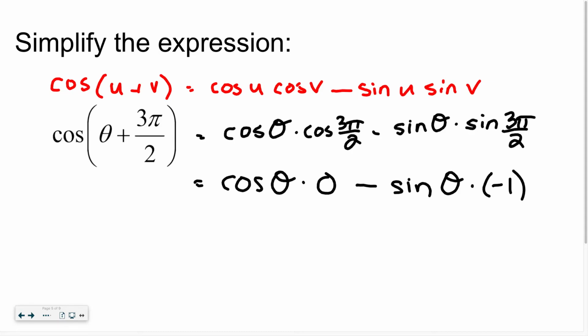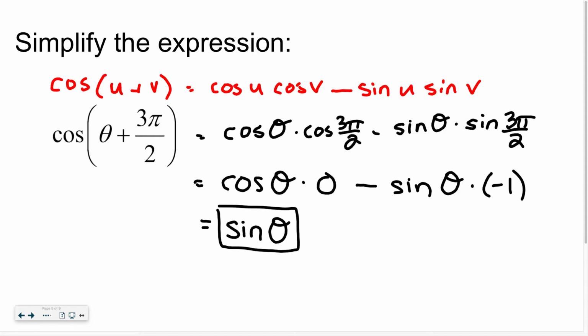So if I'm simplifying, that cosine times 0 is just going to be 0, disappears. And then I'll have a negative sine theta times -1, which is positive sine theta. It's simplified. This is kind of like thinking back to chapter 4.